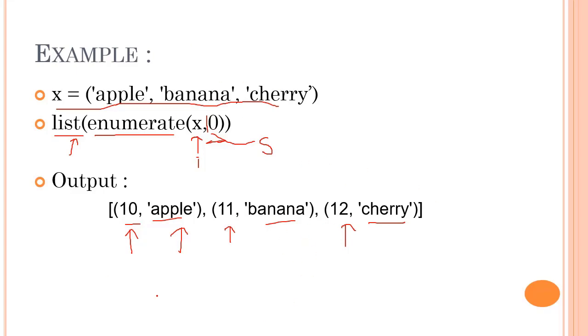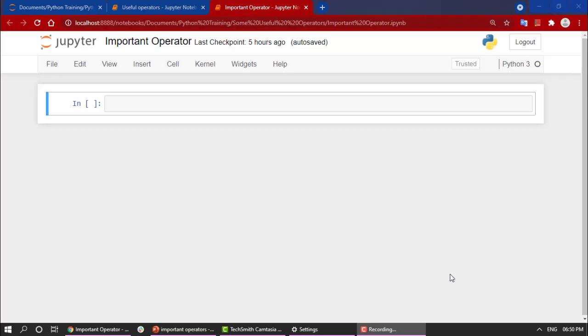Let's jump into Jupyter Notebook to get some hands-on view on how all of these are executed. Now that we are back in a Jupyter Notebook, let's create a new section for enumerate.